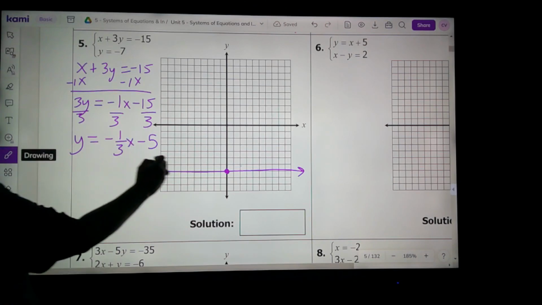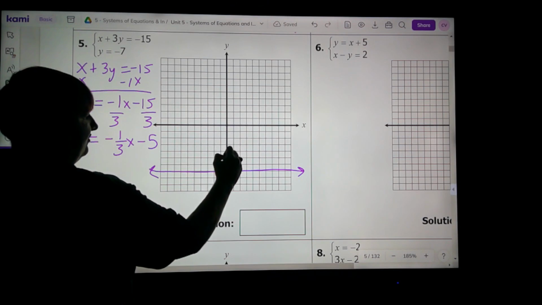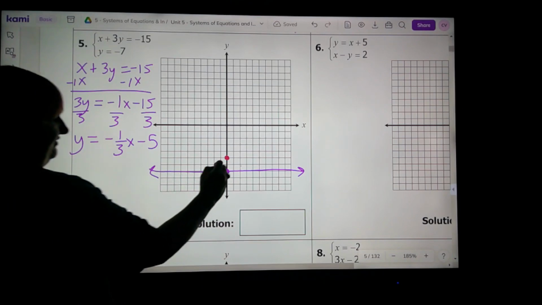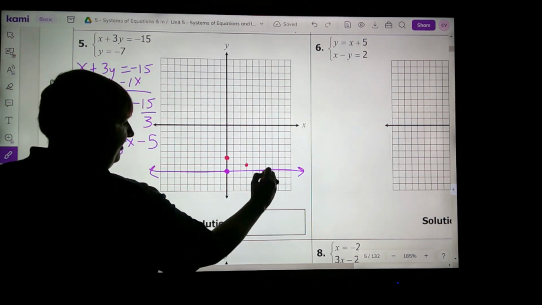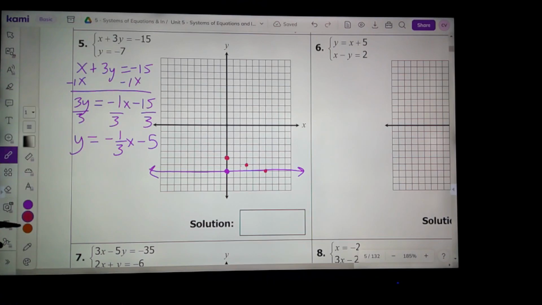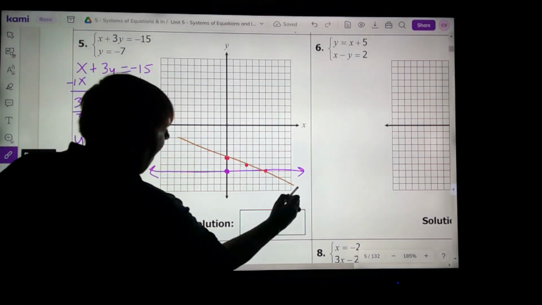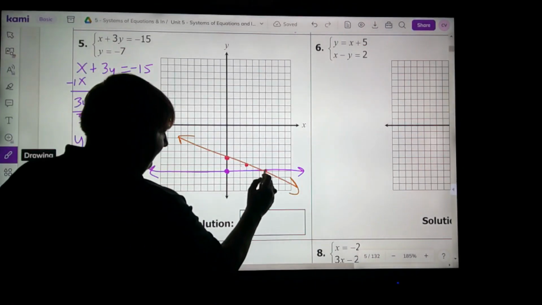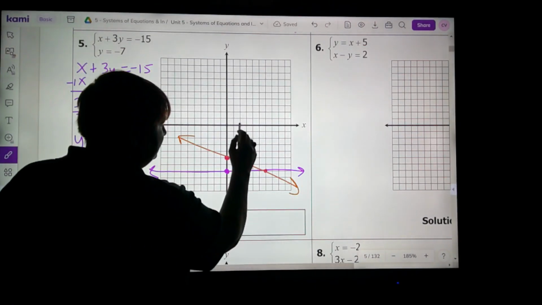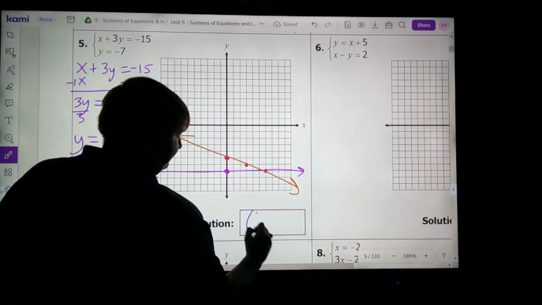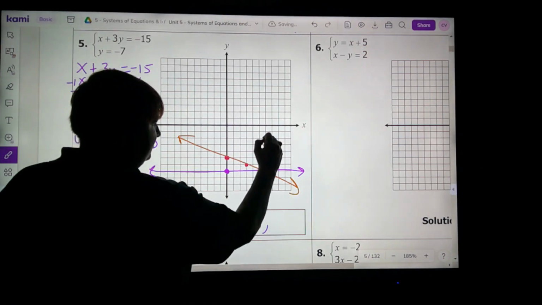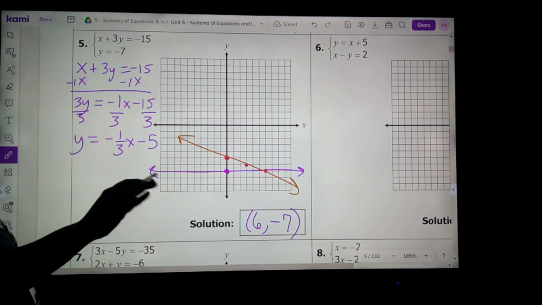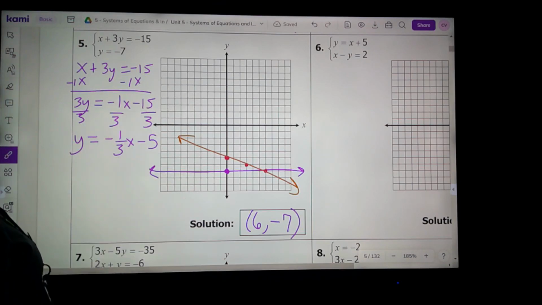Alright, first point at -5. 1, 2, 3, 4, 5 on the y-axis. Down 1, right 3. Down 1, right 3. Down 1, right 3. Bam! That's where they intersect. Right? And the point where they intersect is 1, 2, 3, 4, 5, 6, 1, 2, 3, 4, 5, 6, 7. +6, -7. Because I went right 6 and down 7.